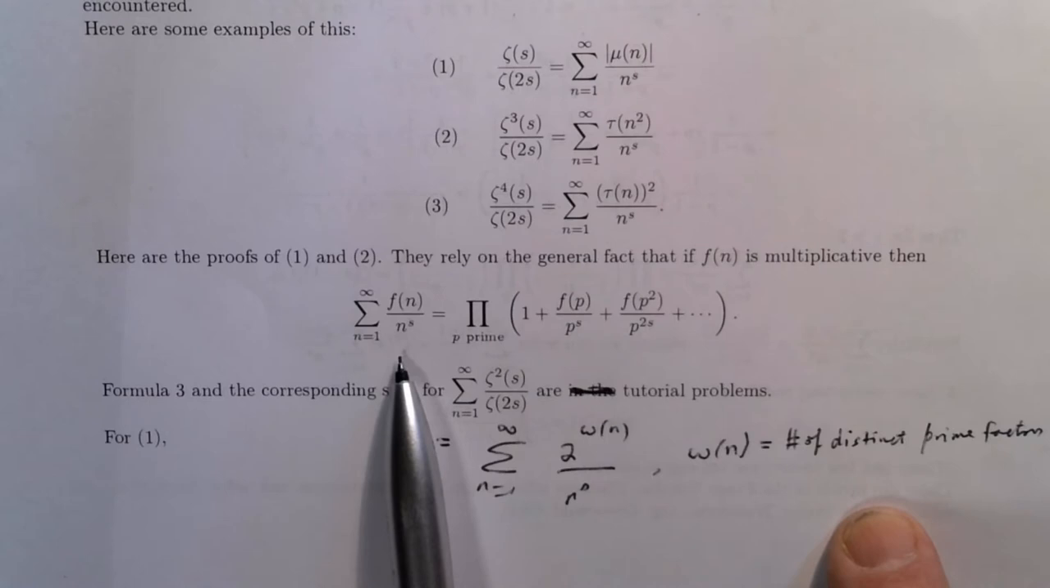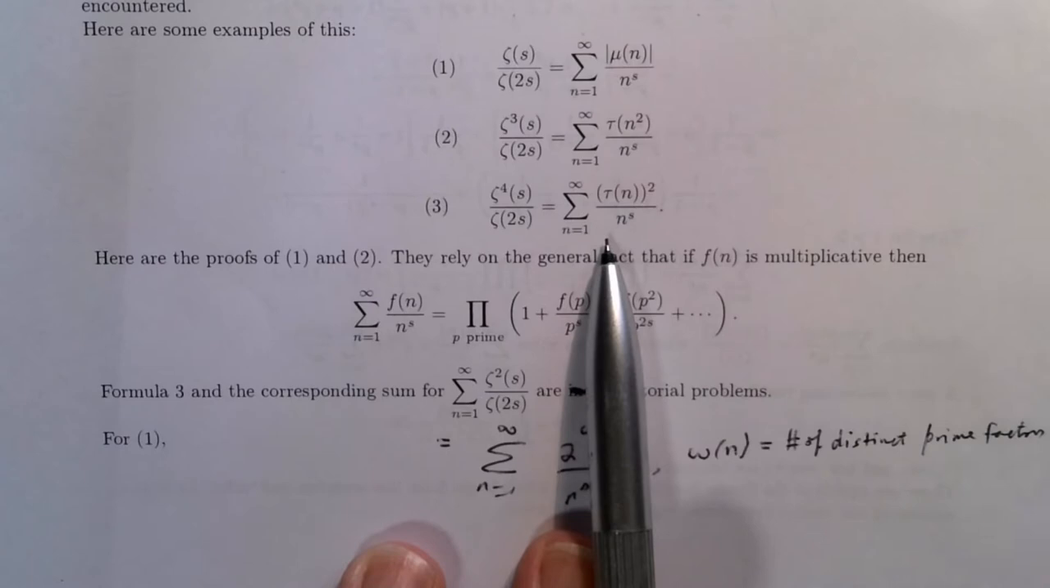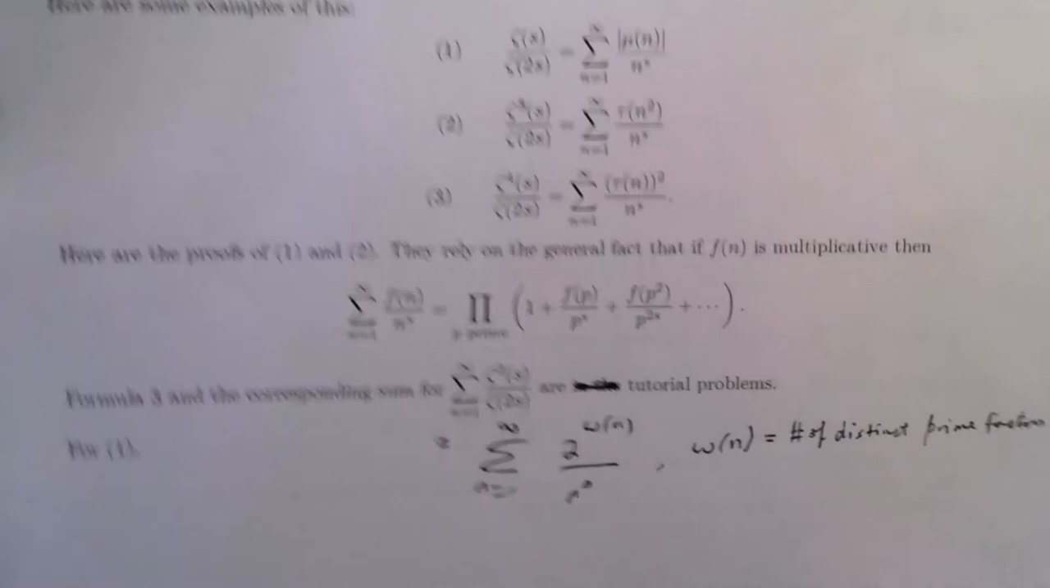Formula 3, I leave you to do as a little exercise. You'll see how to do it once I've done a couple of examples. And as I mentioned, what about zeta squared over zeta to the 2s? Well, that I leave as a tutorial problem as well, but I better tell you what the answer is.